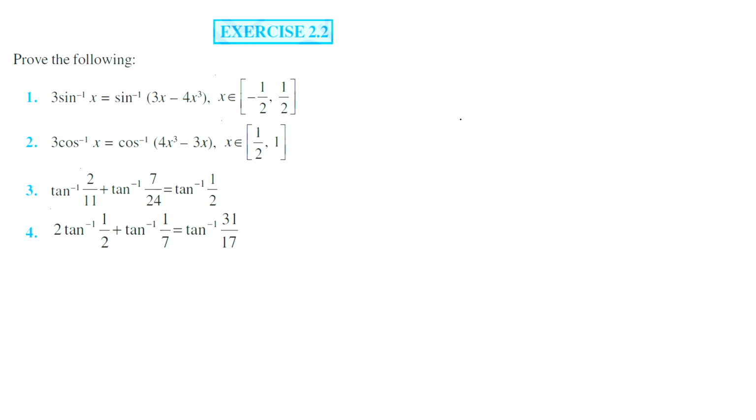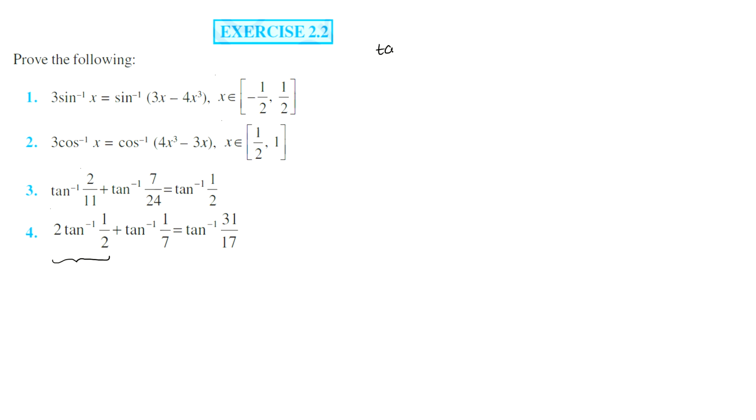Now let us consider the fourth part. It asks us to prove that 2 tan inverse half plus tan inverse 1 by 7 is equal to tan inverse 31 by 17. So what is 2 tan inverse half? First of all we have to find that.